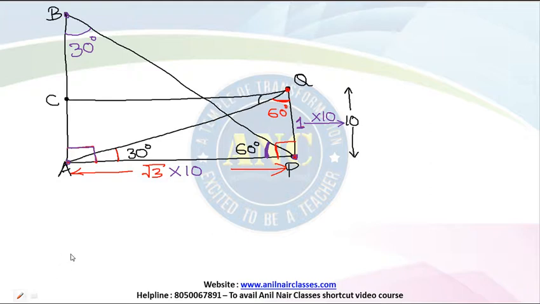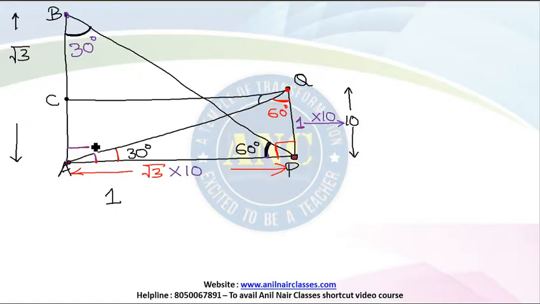Same logic I would like to implement once again, sir. Opposite to 30, I will assume it as 1 unit. Opposite to 30 is AP. I will assume it as 1 unit. Opposite to 60 then should be how much? It should be root 3 units, right? Opposite to 60, it should be root 3 units.